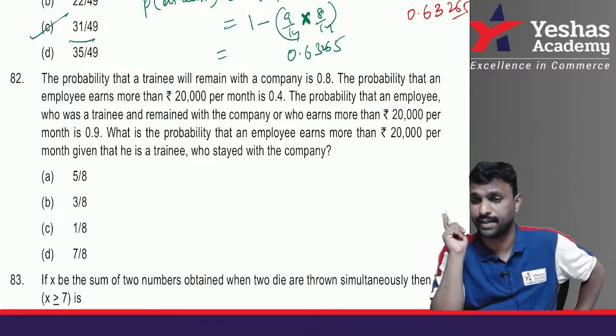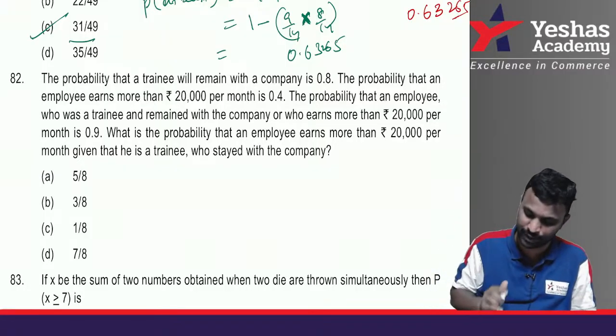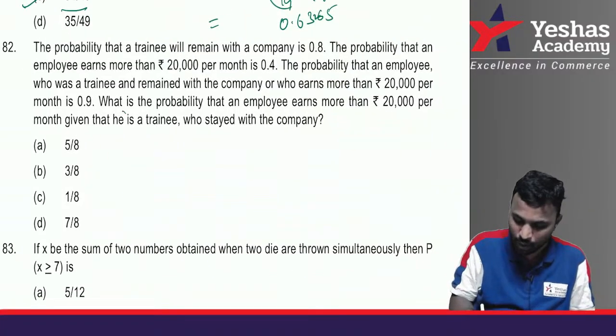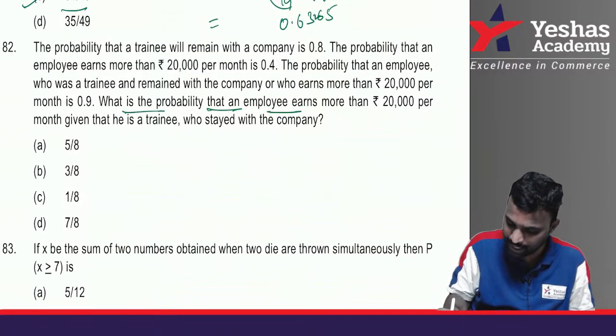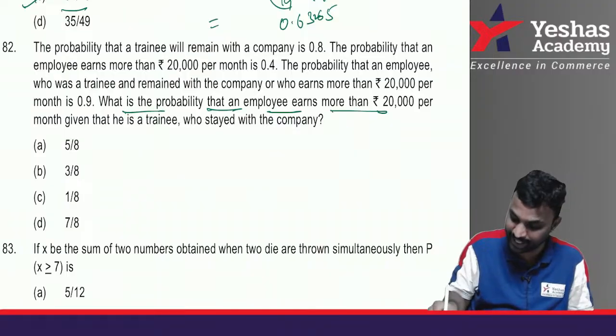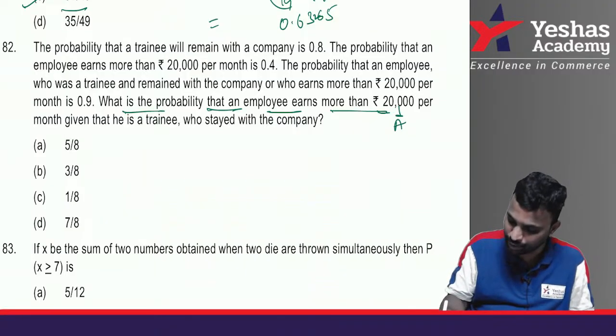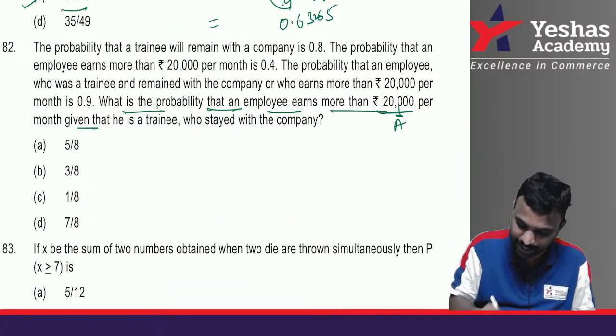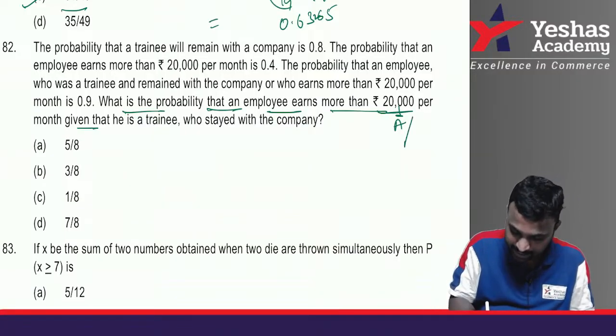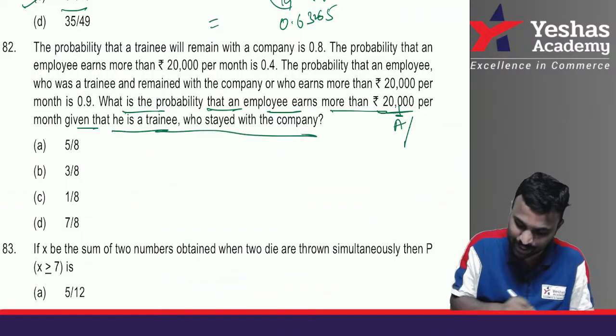Whenever the question is lengthy, the mantra is what? You have to see the last part of it and solve it. What is the probability that an employee earns more than 20,000? I'll take this as A. Okay, earning more than 20,000 as A. Given, that means slash, that is a trainee who stayed with the company.